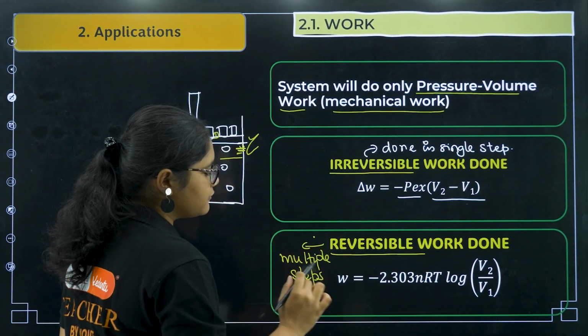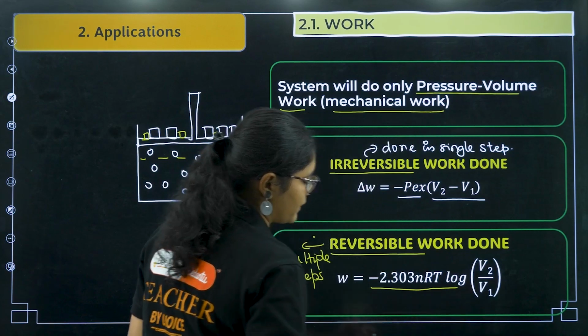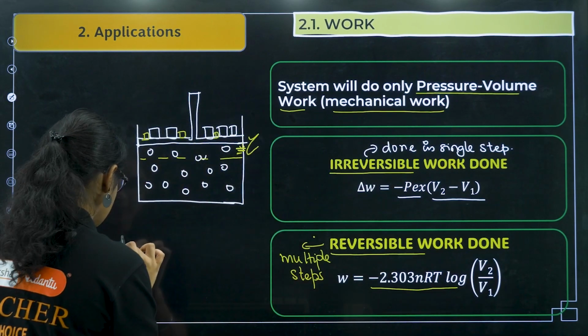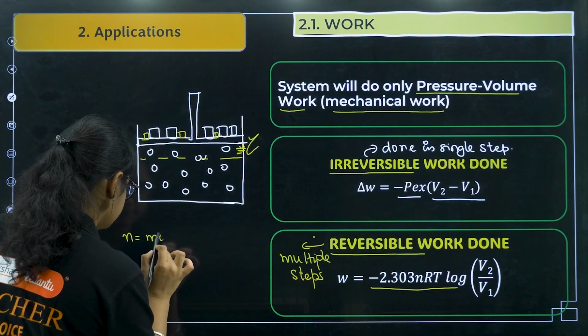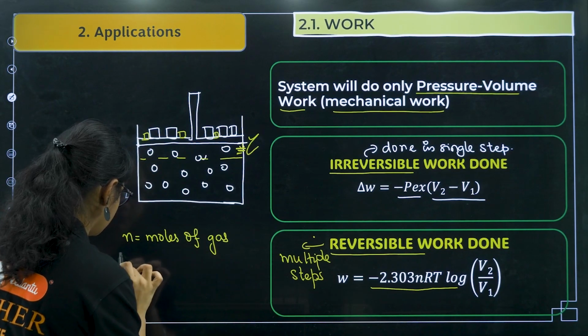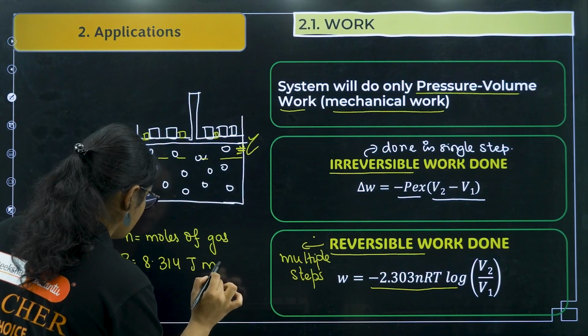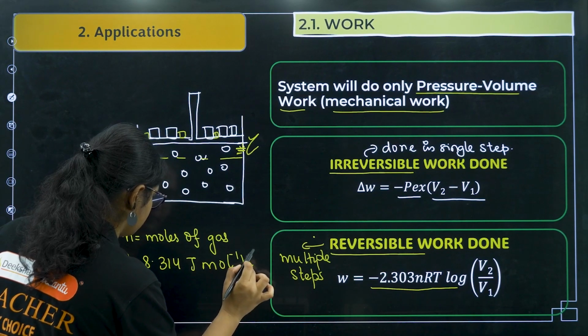Now here the work done formula is minus 2.303 nRT log V2 by V1. I'll be telling you the terms here. n is what? Moles of gas. R is the universal gas constant, 8.314 joule mole inverse Kelvin inverse.